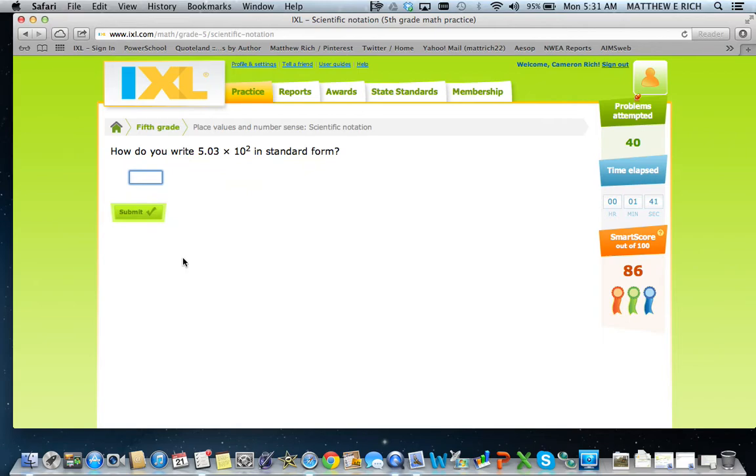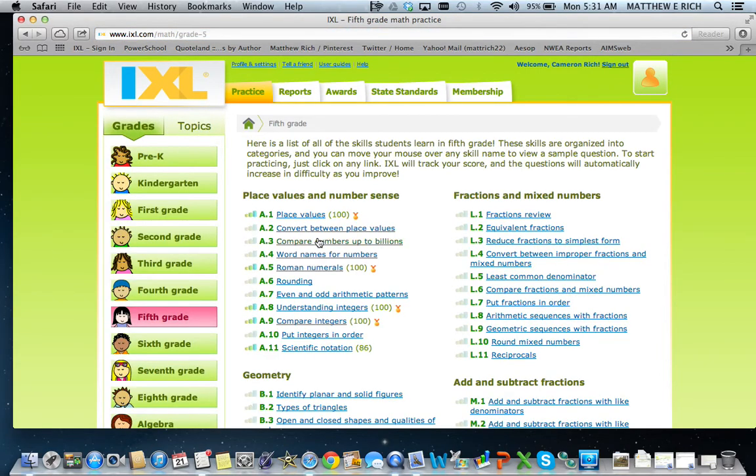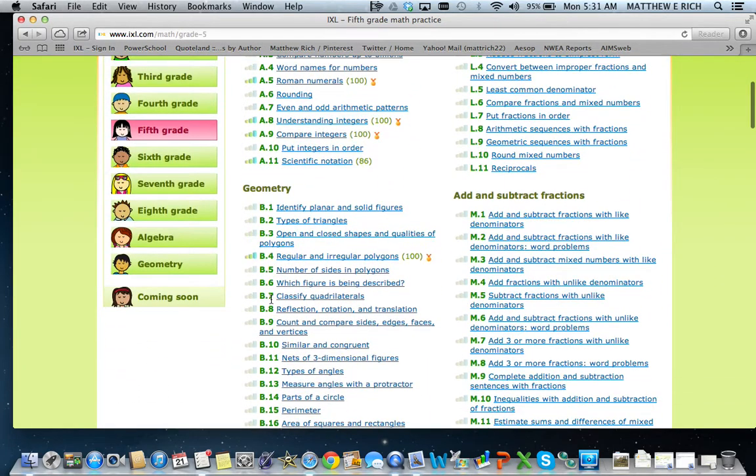Well, close enough. The child gets a bonus. And we've got a smart score that's equivalent. Note that the problems have changed and the amount of time has changed. Now, let's say I don't want to finish that problem. I can go back and look at the skill set by simply hitting the grade level again. And I can look at what my options are to go and explore next.